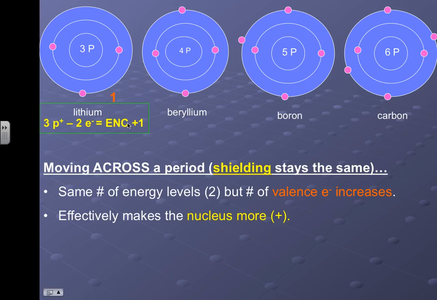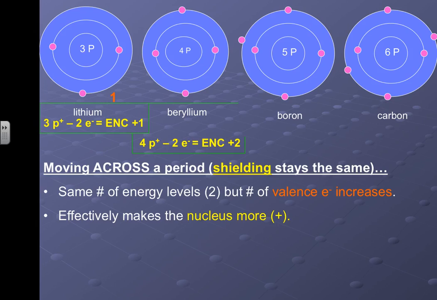Okay, so there's 1. If I go down the line to beryllium, you can see that I've changed it just slightly, because the only thing that really changes here is protons, because these 2 electrons right here, again, are the core electrons, and core electrons, by the way, are anything that's not included in the valence. So only the outer energy level doesn't count. So in this case, 4 minus 2 gives me an effective nuclear charge of 2.